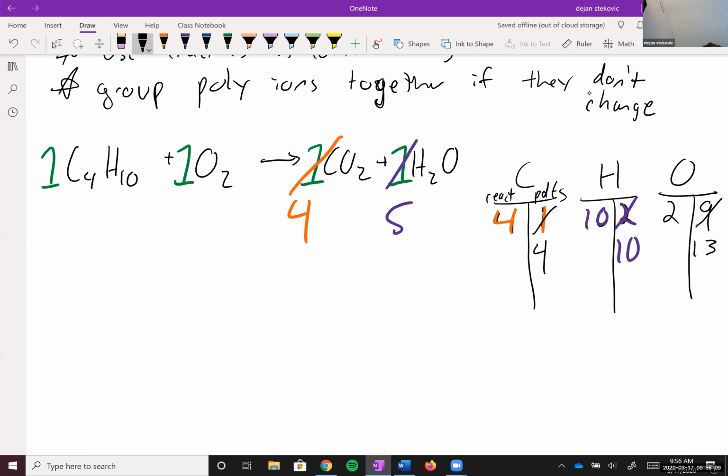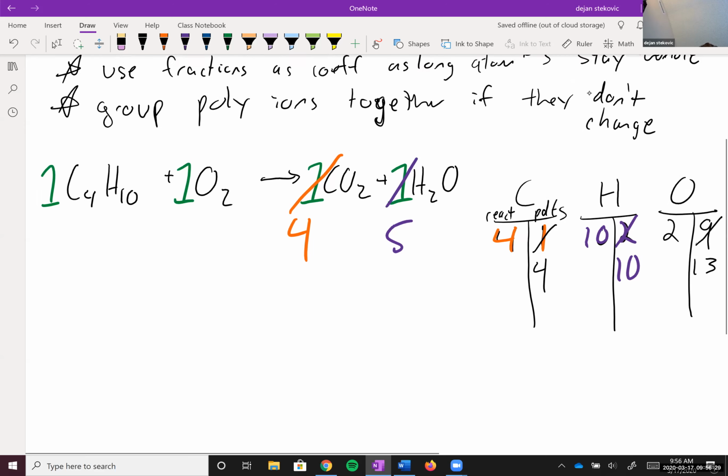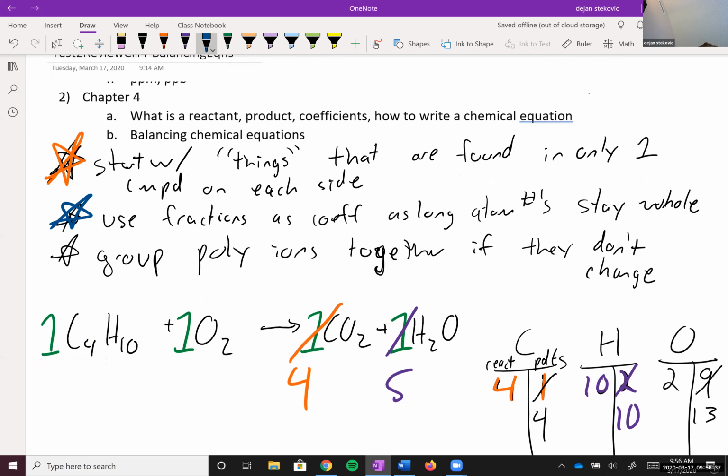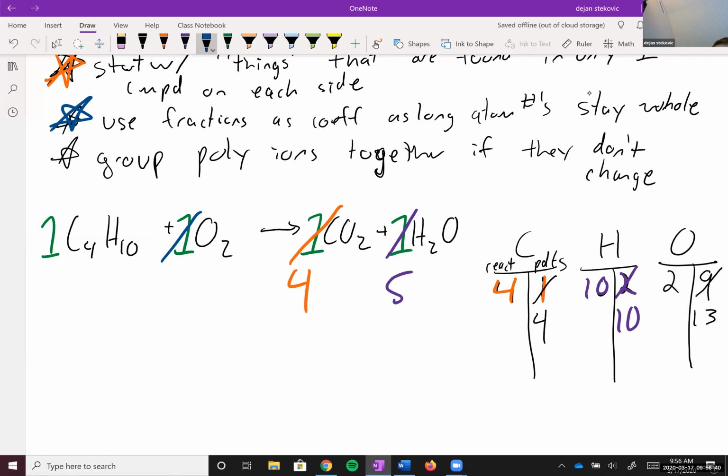So if I come over to this side over here, what I can see is I need this to turn into 13 oxygens. But I have O2, and in order to get to 13, that would be times 6.5. 6.5, right? 2 times 6.5 is 13. And so can I use fractions? Yes, I can. It's actually one of my tips right here. I can use fractions as coefficients as long as the atom numbers stay whole. So when I switch this out for a 6.5, I still have a whole number of oxygens. I still have 13 oxygens. So I am allowed to do that.